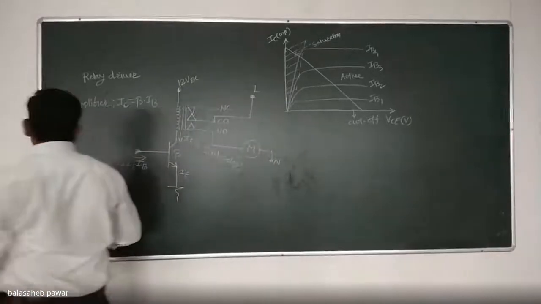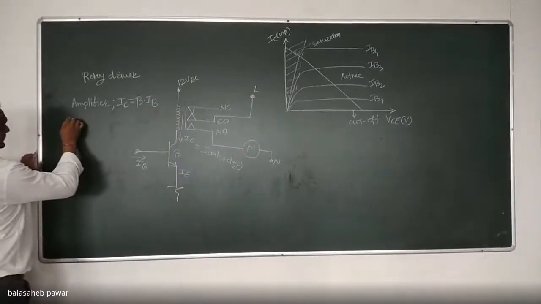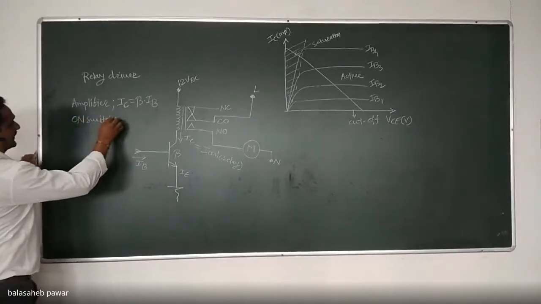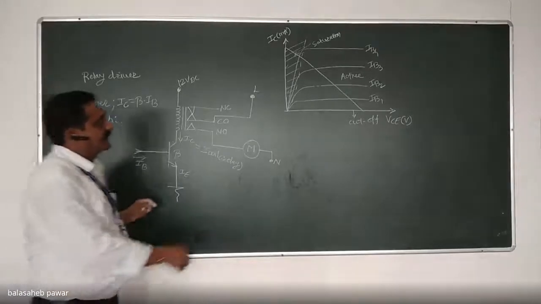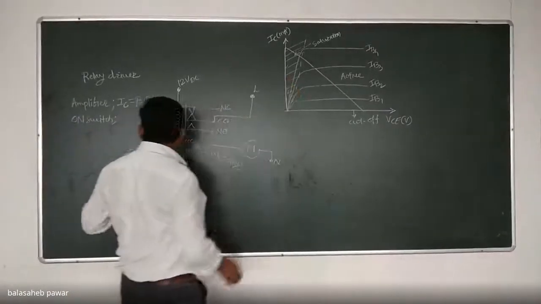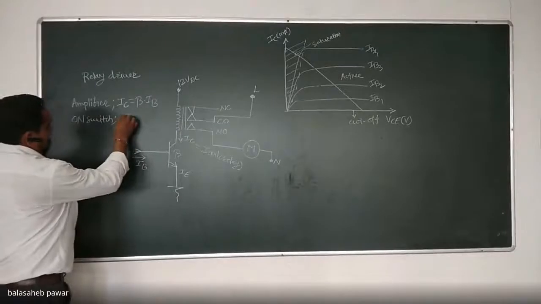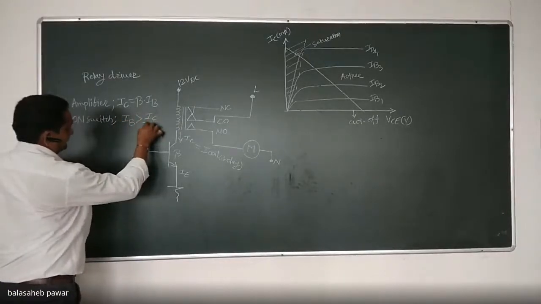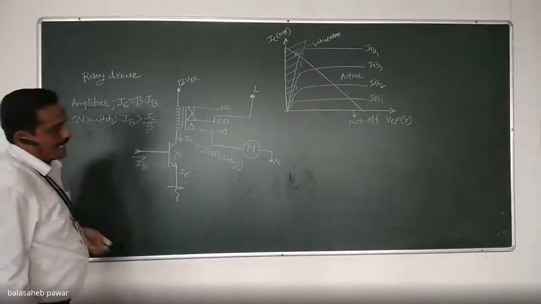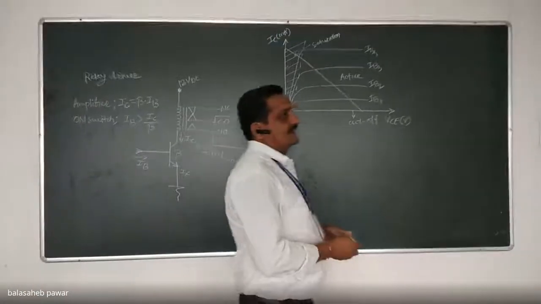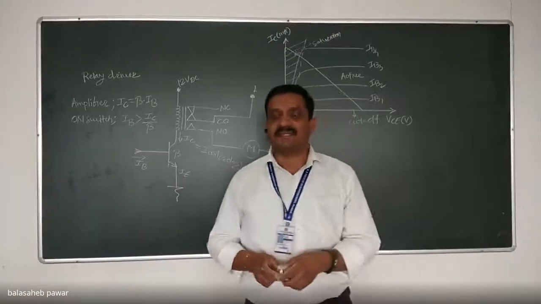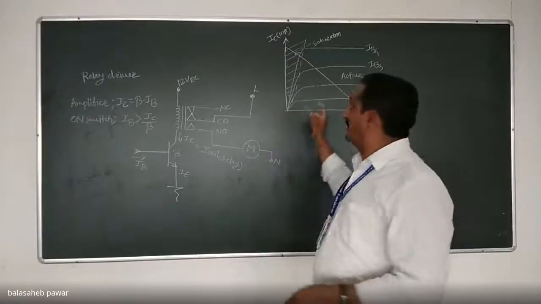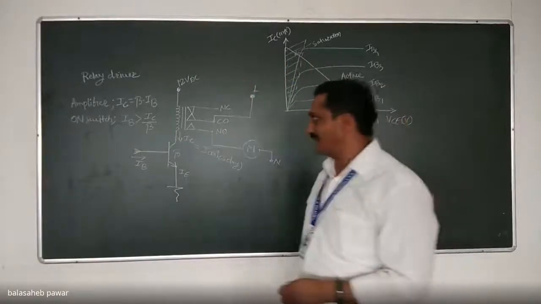Being a closed switch or on switch, it should work in which region? It should work into saturation, right? So it will be possible only when that IB is greater than IC by beta. Or you will observe that IC, when it will be set less than beta times of IB, then we can say that transistor will go on to work into the saturation region, correct?